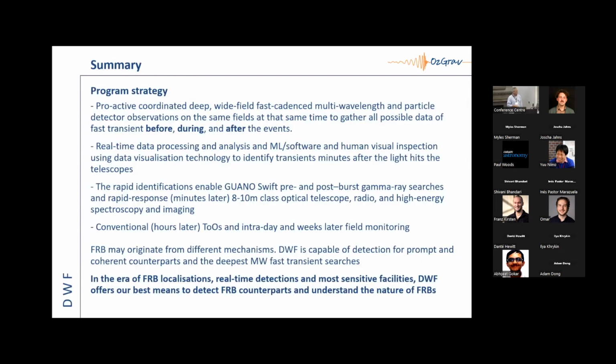So I'll leave you with that and just tell you that DWF is ongoing. I think I'm biased a lot, but I think it's our best chance of finding a counterpart to an FRB. You've got all wavelengths on it all the time, and we have a lot of coverage to search after that. So this is the aim of the program. And in the era of localizations, what better than to have all wavelengths pointing at the same time?